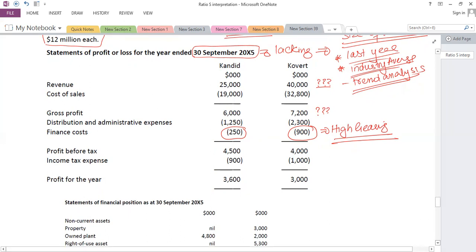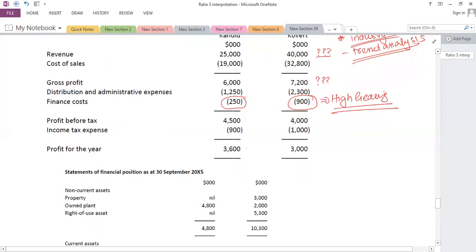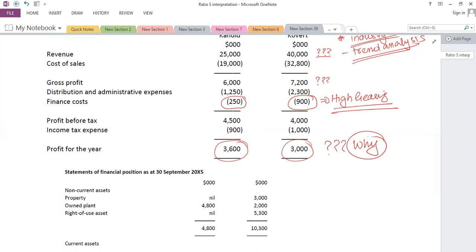Okay. Now you can see profits, obviously, but here you can see a different story. The gross profit 7,200, and as far as the profit for the year is concerned, we have a different story. Candid has a high profit as compared to Covert. This is the cause of concern: why does Candid have high profit although Candid has a low gross profit margin? Okay, so the obvious reasons that come to my mind are operating expenses and finance cost.